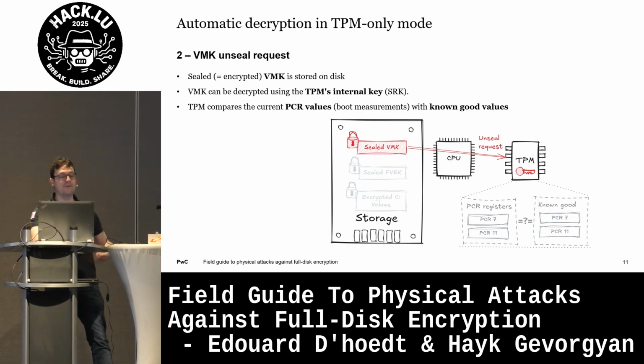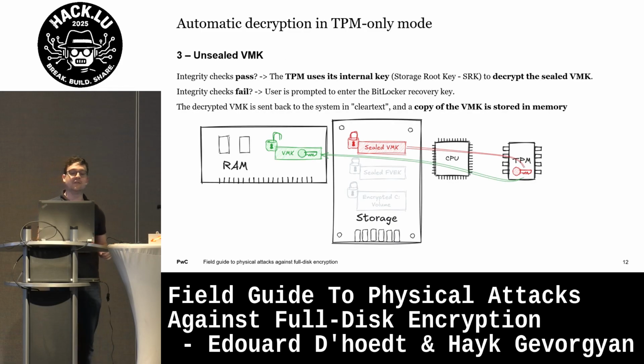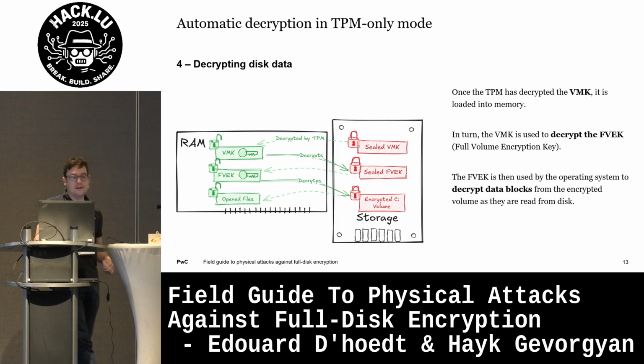The TPM verifies if the values that have been measured during boot match known good values, and if it does, the TPM unseals the VMK, so it decrypts it with its internal key and sends it back to the CPU, which writes the VMK in plain text in the RAM. Then that unsealed VMK can be used to decrypt the FVEK, which in turn can be used to decrypt the data itself. So everything stays encrypted on the disk. It's just in memory, and when we access the data, it is decrypted on the fly.